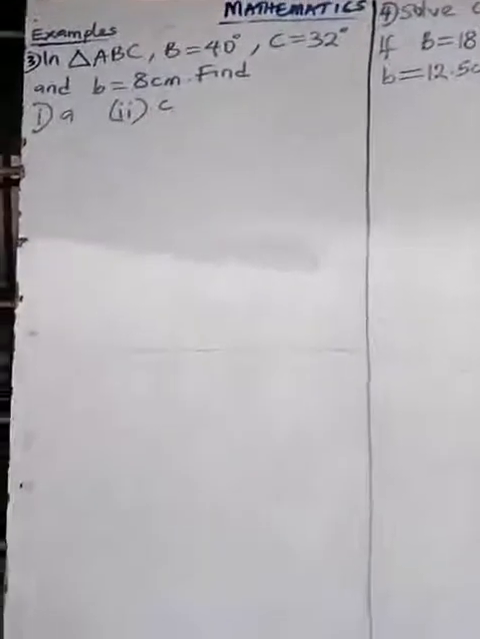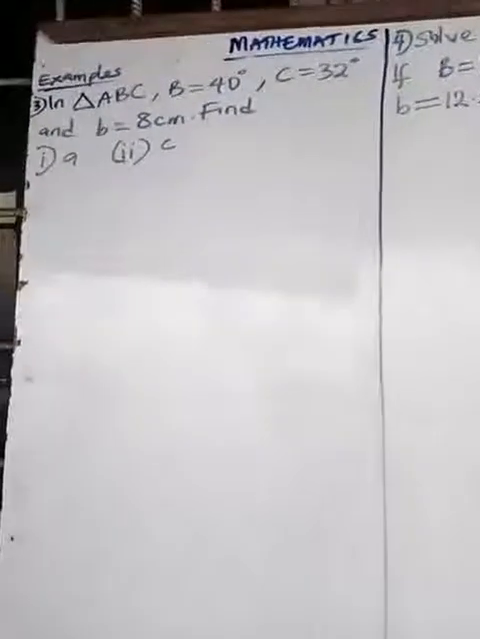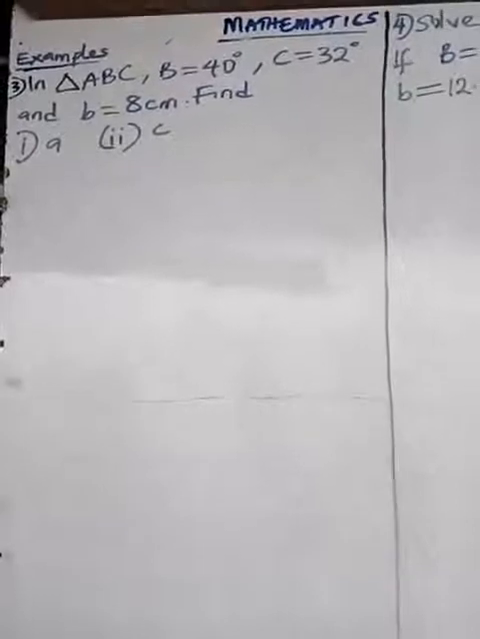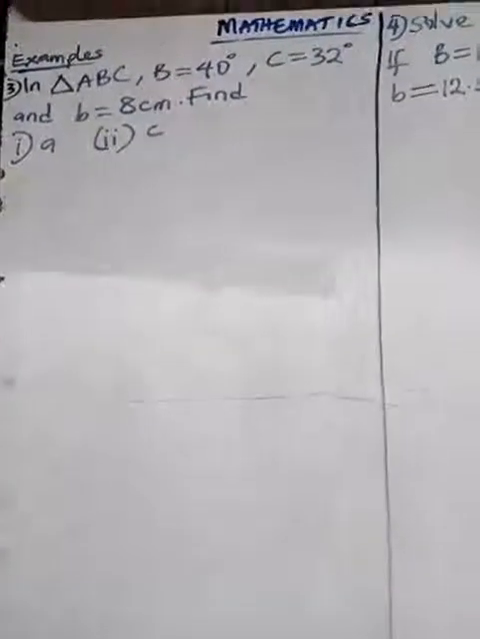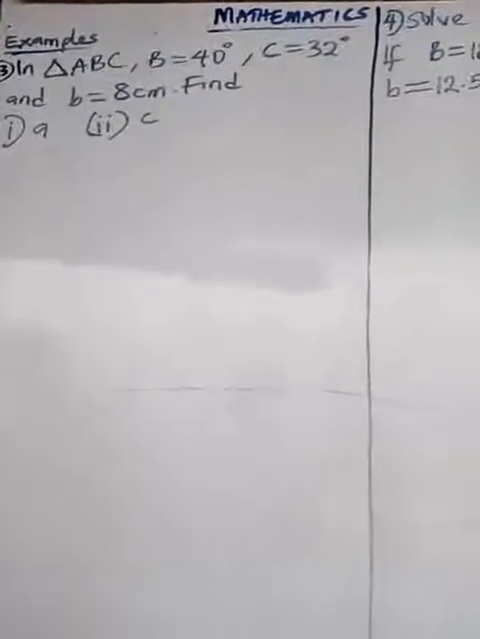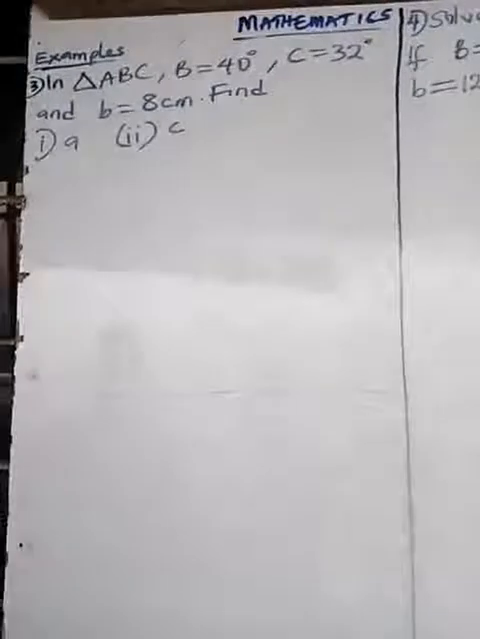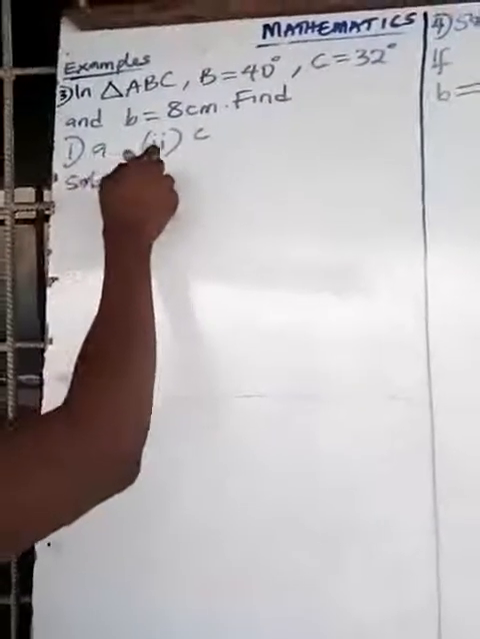Okay, so now there is no visible triangle. They didn't draw any triangle, so we are expected to construct the triangle. This symbol means in triangle ABC, so that means the triangle is ABC. So let me put the solution.